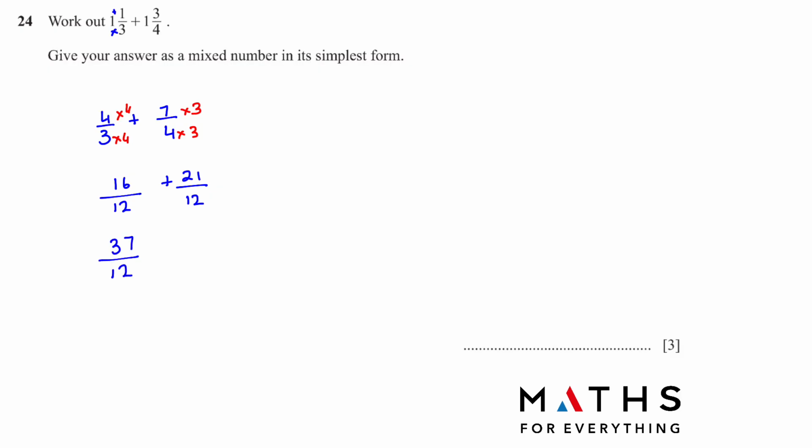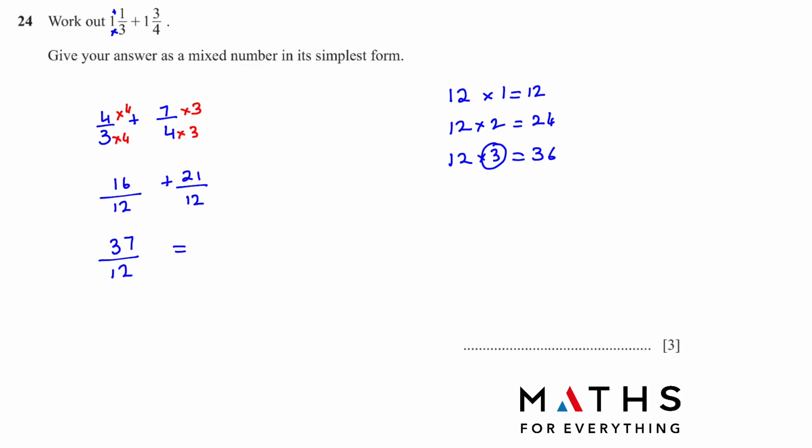Now the way you change it back to a mixed form depends on your understanding of the times table and so forth. Our denominator is 12. So 12 times 1 is 12, 12 times 2 is 24. We need a number very close to 37. 12 times 3 is 36. If I take 12 times 4, it's going to be bigger than 37, so we don't take it.